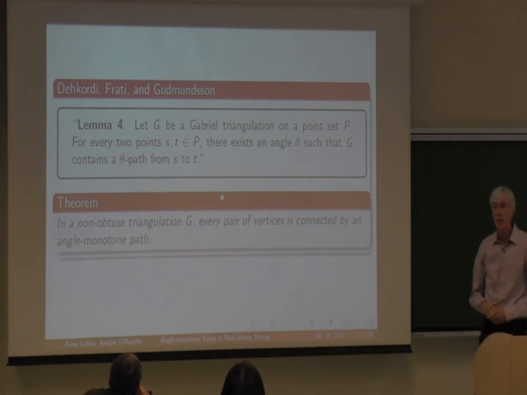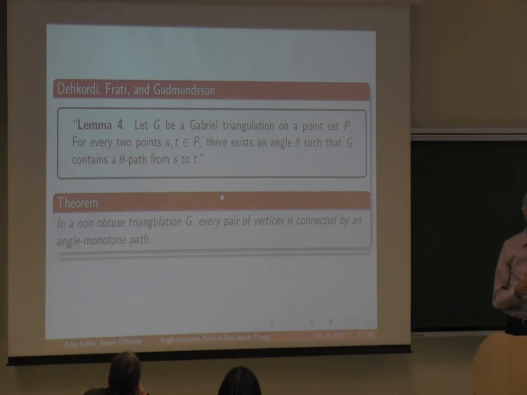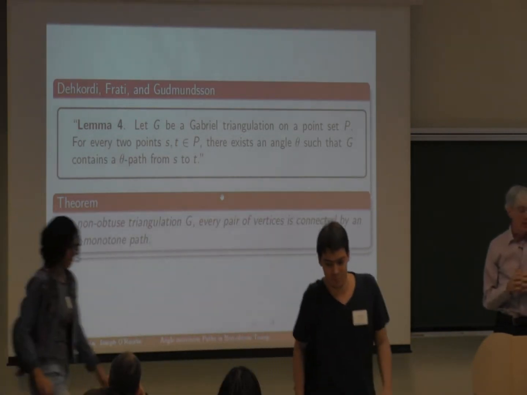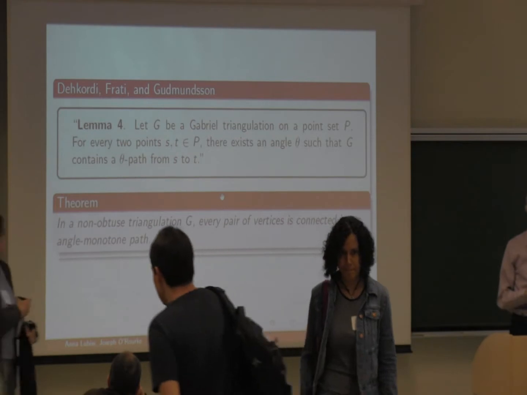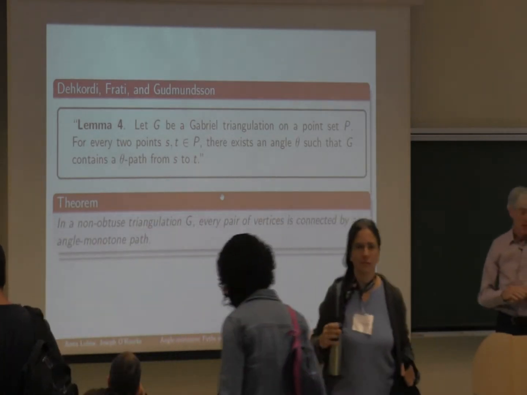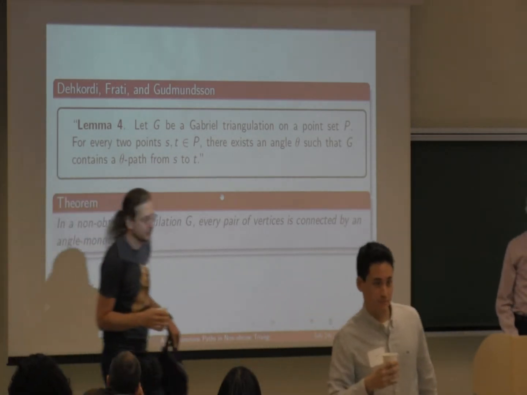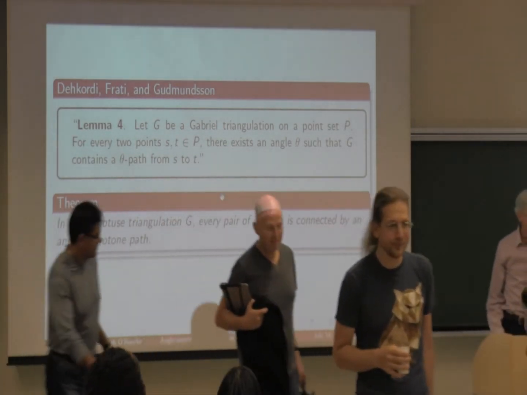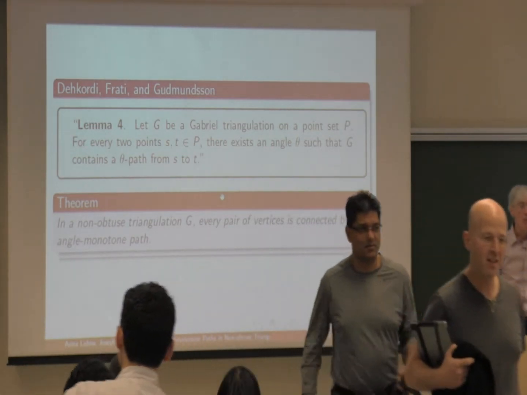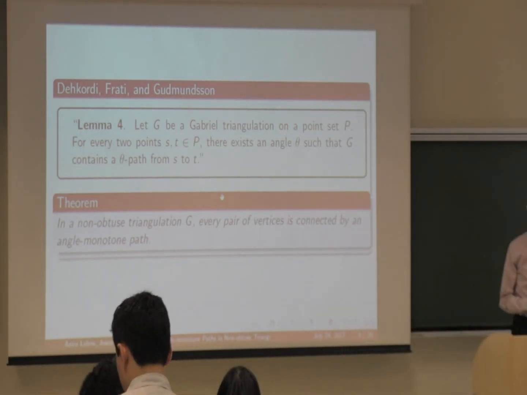So the main result here is a reproving of a beautiful theorem of Dehkordi, Frati, and Gudmundsson, which I'll read and then translate into our notation. For any Gabriel triangulation of a point set, for every 2 points there exists some angle such that G contains a theta path from S to T. And the way that we're rephrasing this is in any non-obtuse triangulation, every pair of vertices is connected by an angle-monotone path.